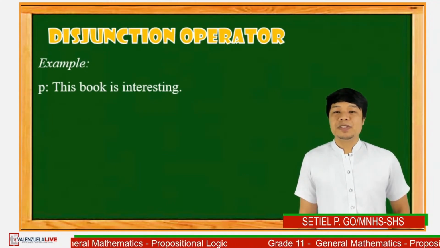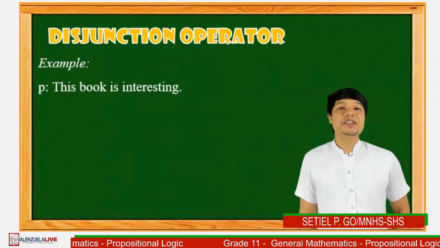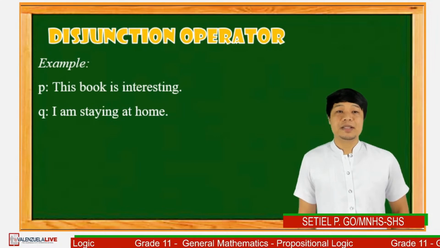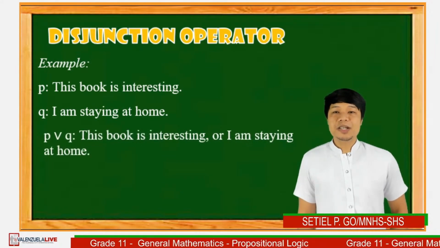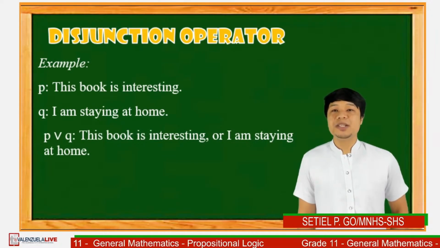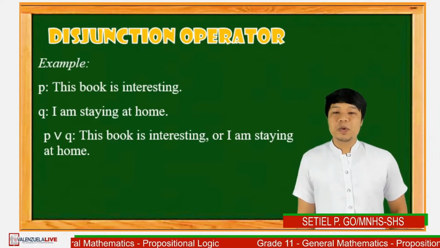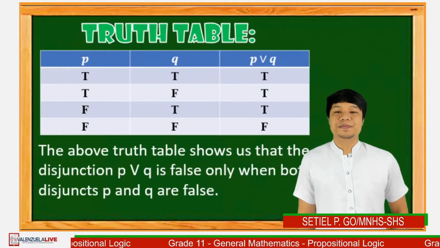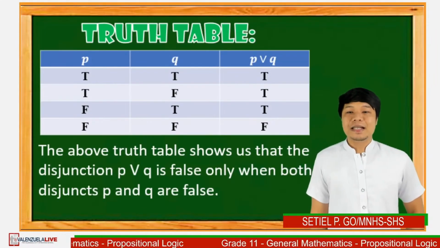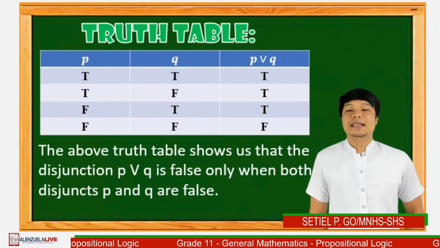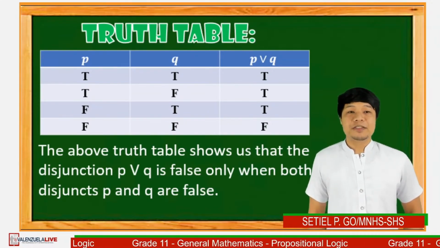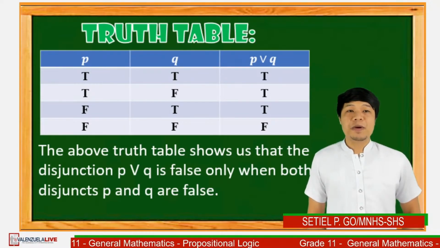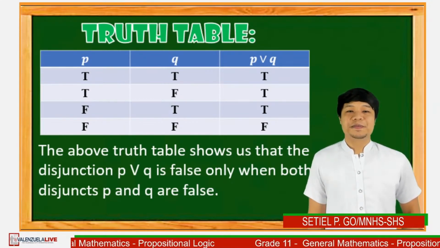Proposition P consists of, this book is interesting. Proposition Q states that I am staying at home. The disjunction of P and Q is this book is interesting or I am staying at home. For the truth table, again, the truth table shows that the disjunction of P and Q is false when both P and Q are false. Otherwise, they are all true.